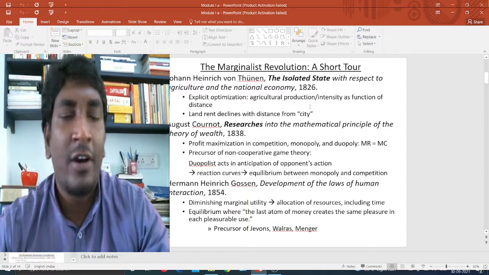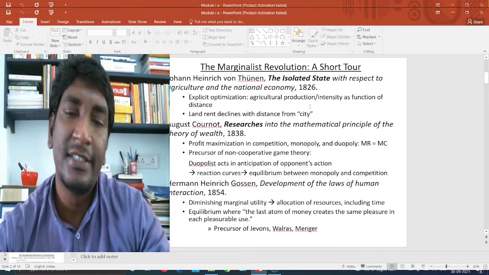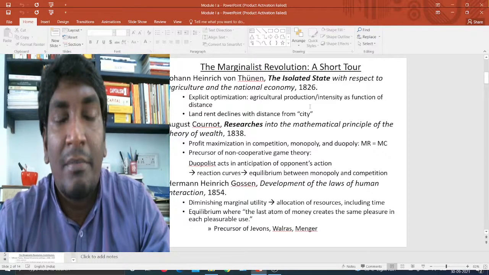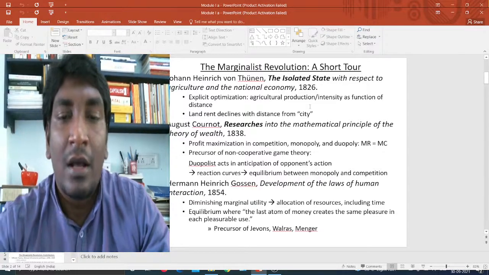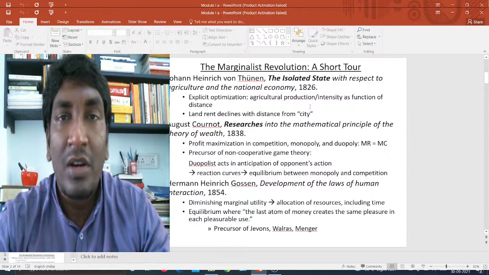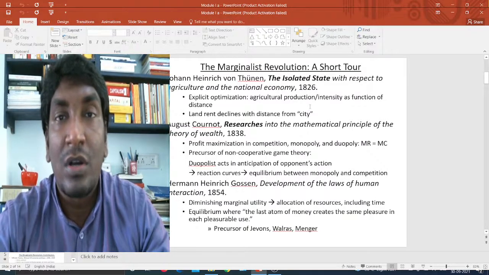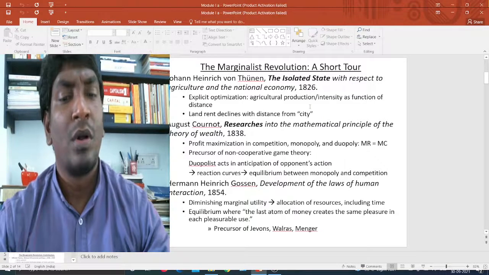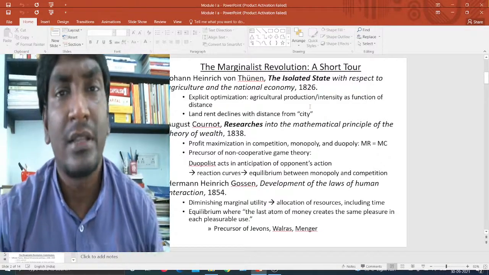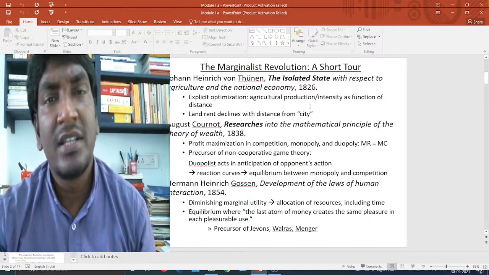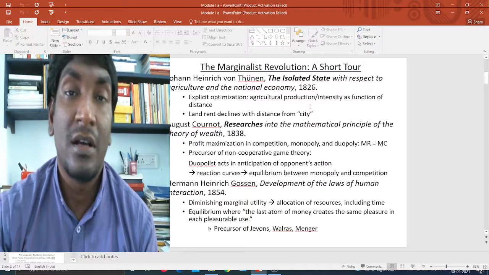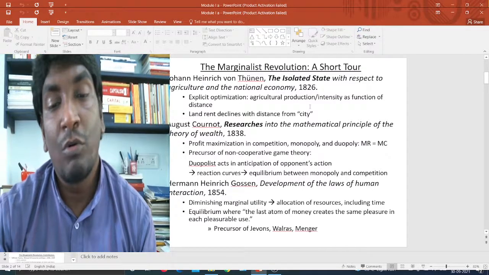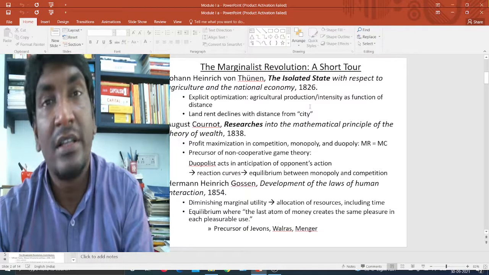Similarly, we have Cournot. His Researches into the Mathematical Principles of the Theory of Wealth, published in 1838, talked about profit maximization in competition, monopoly, duopoly. The marginal conditions, like marginal revenue equals marginal cost, were originally proposed by him. So he is a precursor of, as I said in the beginning, the non-cooperative game. We will discuss his contribution in detail in the later modules, not right away in the first or second modules. Then we also have Gossen, Development of the Laws of Human Interaction, in 1854.